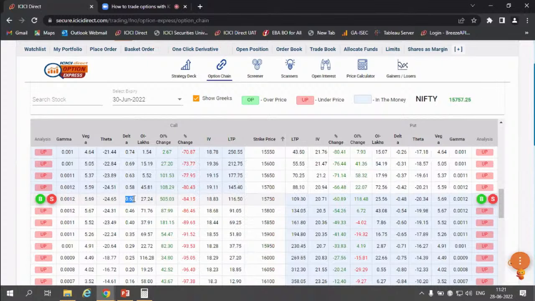And why does it happen like that? The gamma is the factor that adds on to the delta. So if the market is going up, the gamma will get added onto the delta, and if the market is going down, the gamma will get reduced from the delta. That's how the calculation basically works for gamma and delta.